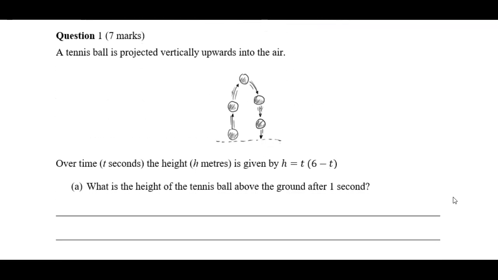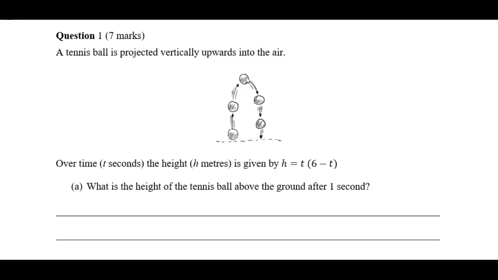So question 1, a tennis ball is projected vertically upwards into the air. So you can see here is the tennis ball going up, and then obviously it comes back down again because we don't live in space. Now, a lot of questions in quadratics and parabolas involve a ball because they are easy to write. Ball goes up, comes back down. Usually the flow of the ball is symmetrical, if that makes sense.